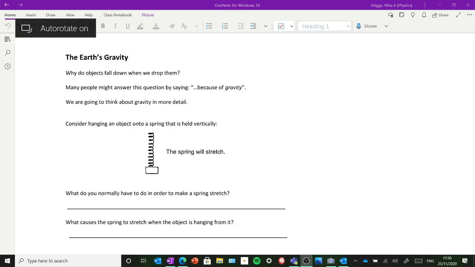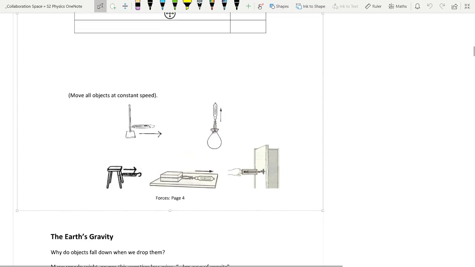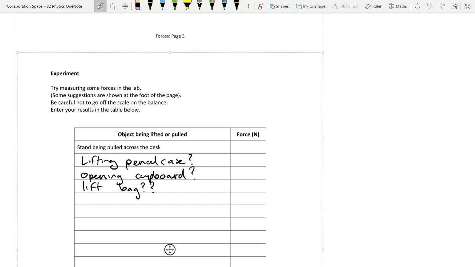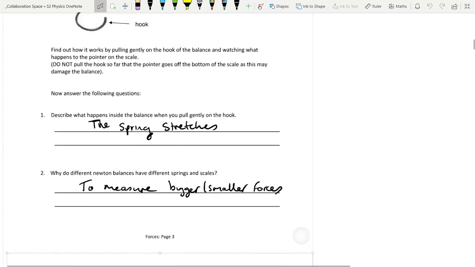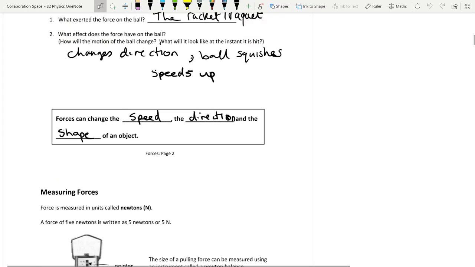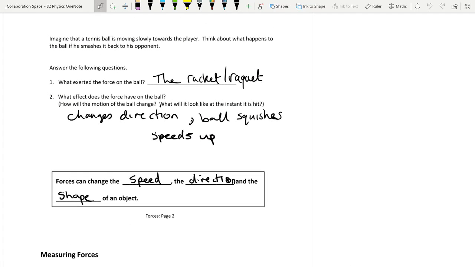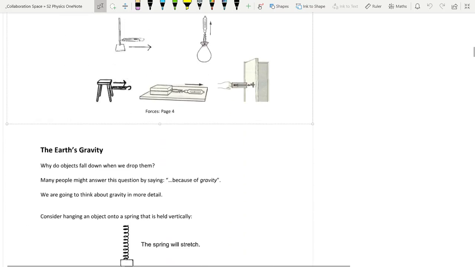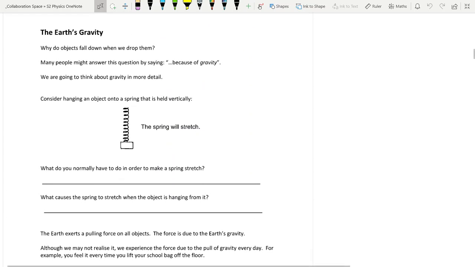Right, so in our last lesson we basically just talked about forces, didn't we? We didn't really do much because we'd just gone through the test. So we just talked about how we use Newton balances to measure forces, and forces can change the speed, direction, and shape of an object. Just copy that. Okay, so today we're going to put forces into a little bit more context.